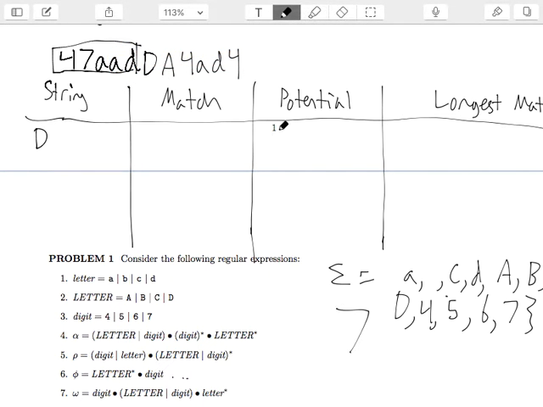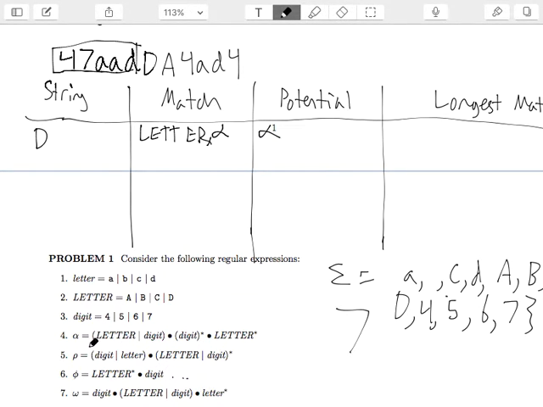Does letter, lowercase letter match? Nope. Does it have potential to match? No. Uppercase letter match? Yes. Does it have the potential to match? No. Digit match? No. Alpha, does alpha match? Yes. Does it have the potential to match? Yes.